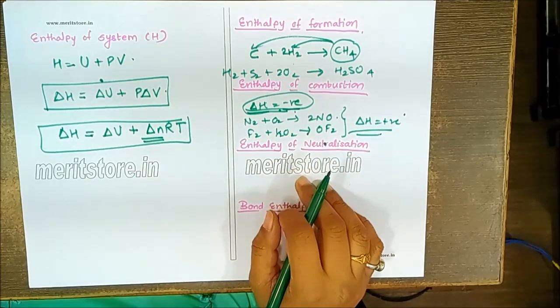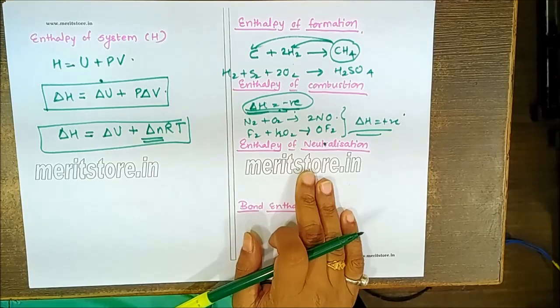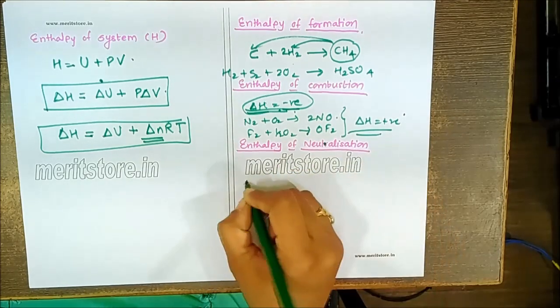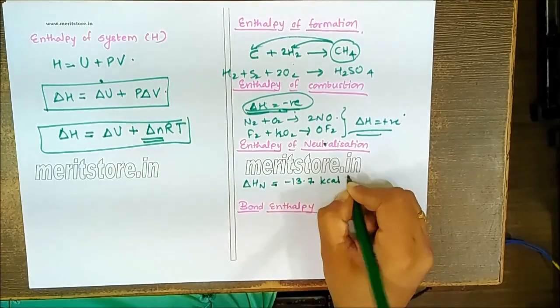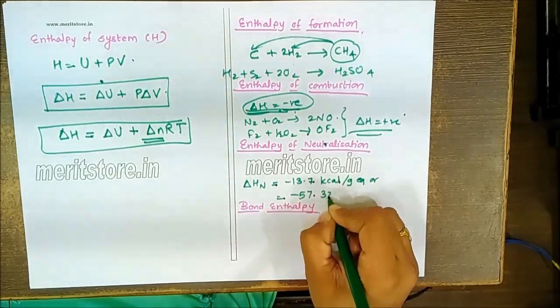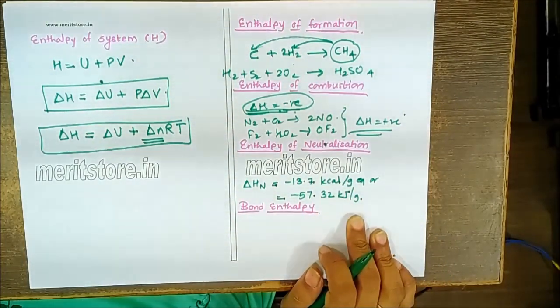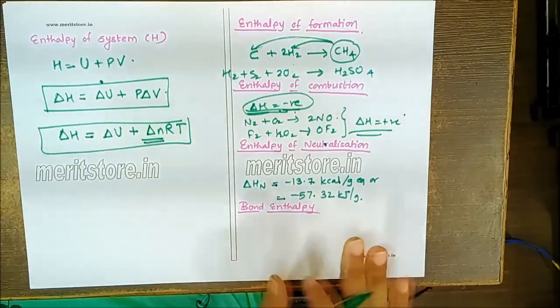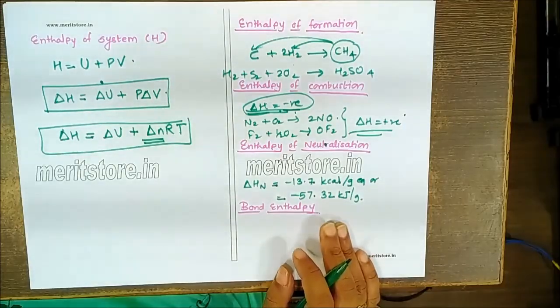Enthalpy of neutralization. It's the enthalpy accompanying the neutralization of 1 gram equivalent of an acid by 1 gram equivalent of a base in dilute solution. For a strong acid and strong base, always remember this enthalpy of neutralization will always be equal to minus 13.7 kilocalorie per gram equivalent, or that's equal to minus 57.32 kilojoule per gram equivalent. So this particular standard value will always be for a strong acid and strong base, containing H plus and OH minus.